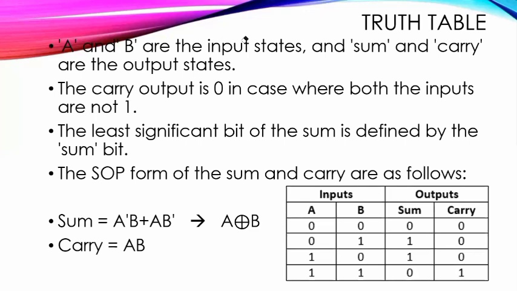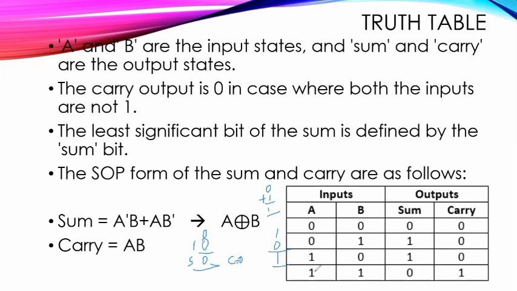Now, let me show you how the addition works. 0 plus 0 is 0. The sum is 0 and carry is also 0, so there is no carry. And 0 plus 1 gives you sum 1 and carry 0, because there is no carry. And when input A is 1 and B is 0, that is 1 plus 0, it will give you 1 as sum, and carry will be 0.